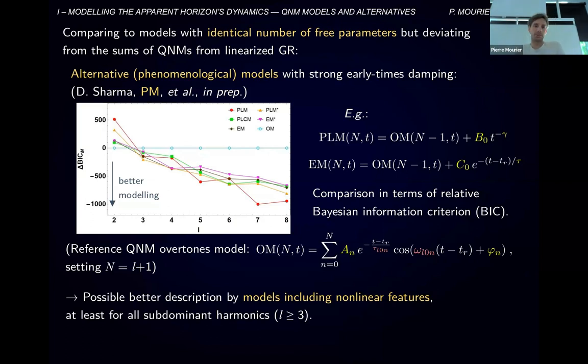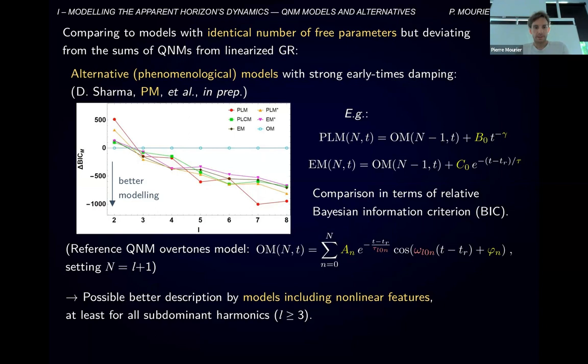And the other approach, which we have been doing in collaboration with Dhruv Sharma, is to just use some alternative phenomenological models designed to encompass the strong early time damping in some effective term encompassing the nonlinear effects, which can be, for instance, just a power law or an additional non-oscillating exponential decay. And we compare them between each other and with respect to this reference overtone model in terms of a relative Bayesian information criterion.